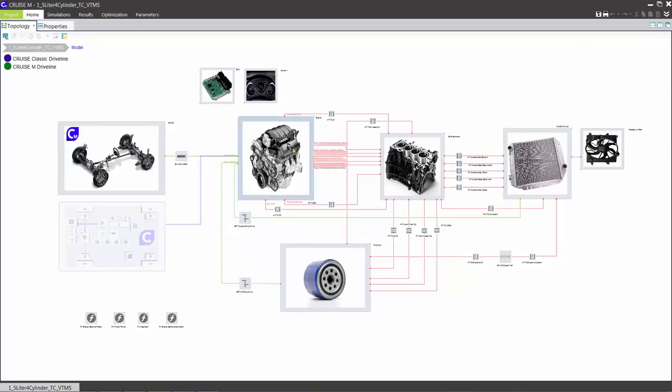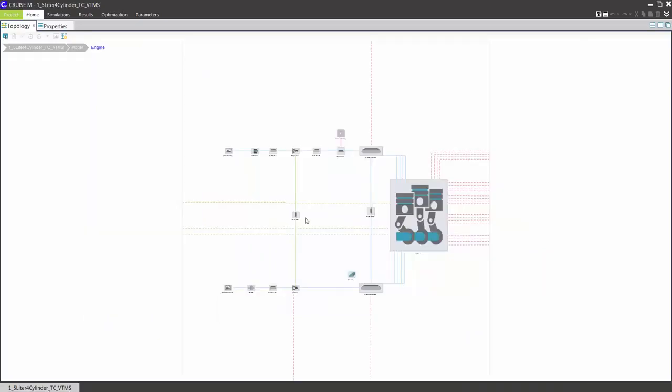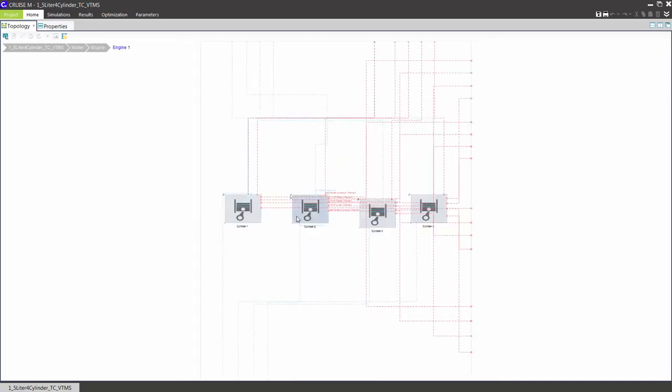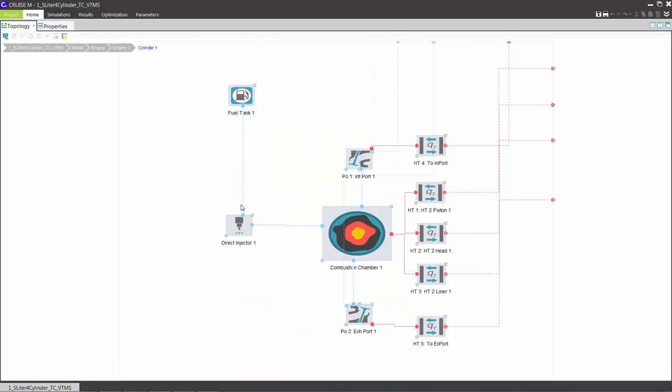Now let's have a look at the engine. The engine is a 1.5-liter 4-cylinder turbocharged diesel engine. This large cylinder block component is a subsystem in itself. Double-click on it to see what's behind it. As you can see, we model 4 cylinders here. The cylinder is a subsystem as well. Double-click on it to see its content.